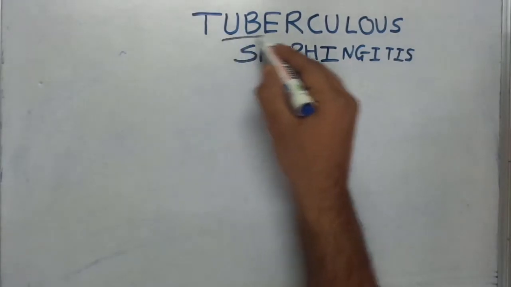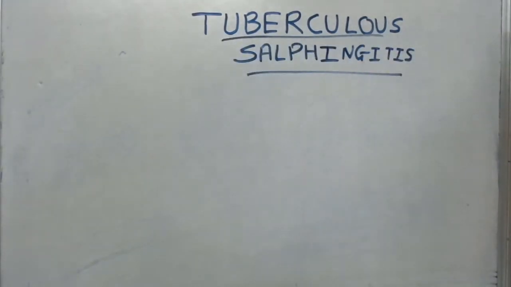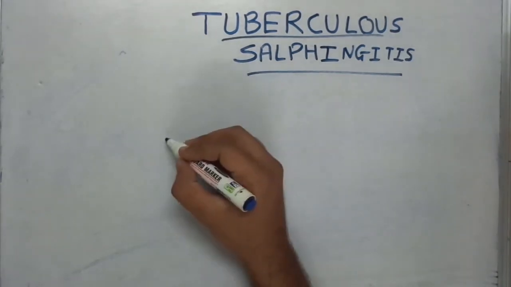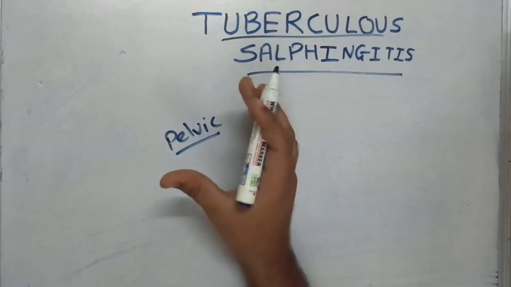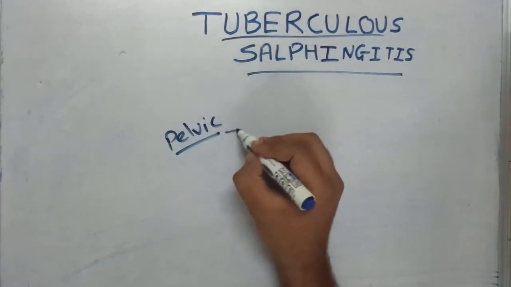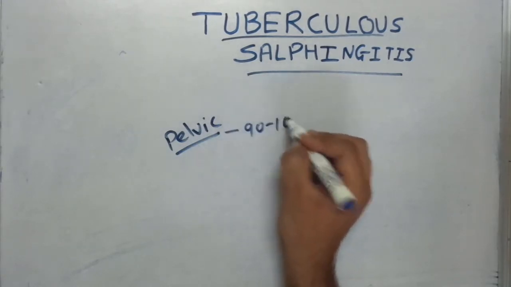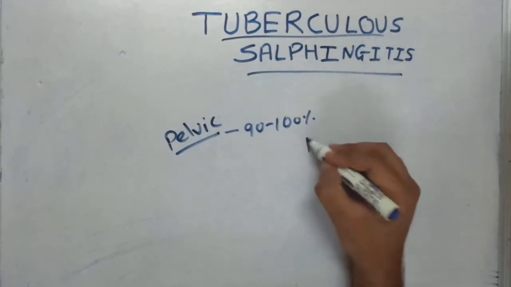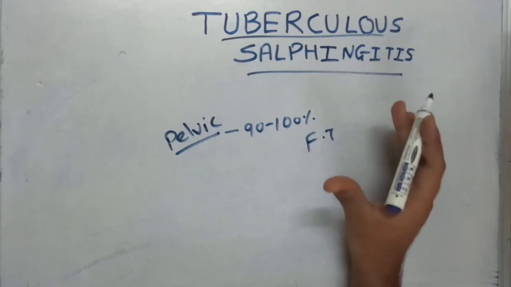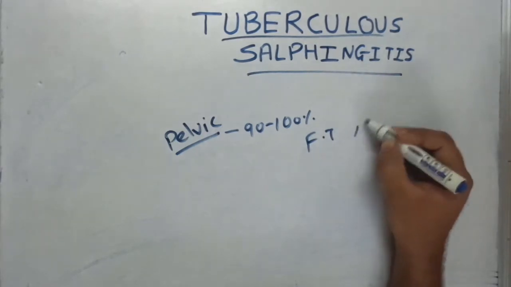Lecture on tuberculous salpingitis. To start with, pelvic tuberculosis. In case of pelvic tuberculosis, almost always, about 90 to 100% of cases, the fallopian tube is involved. That is, salpingitis is involved, and it is almost always bilateral.